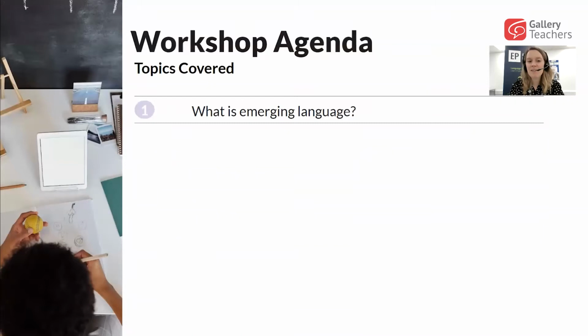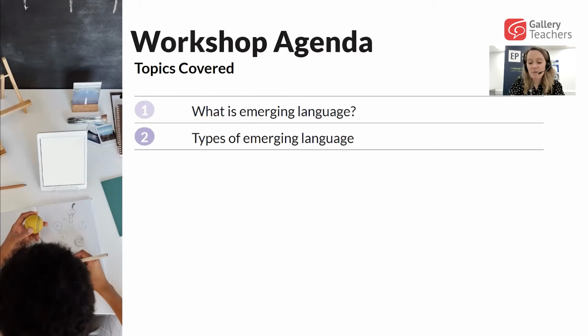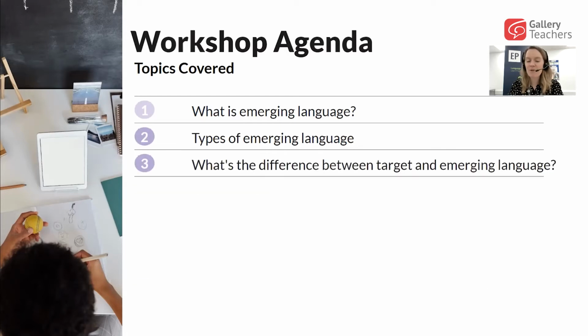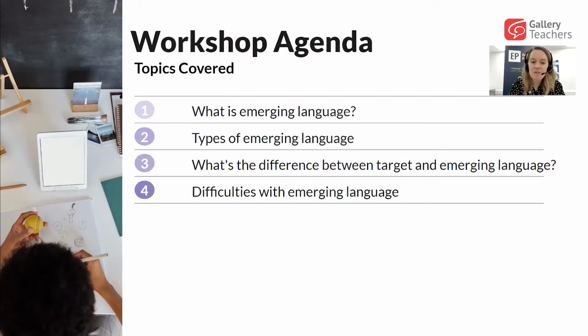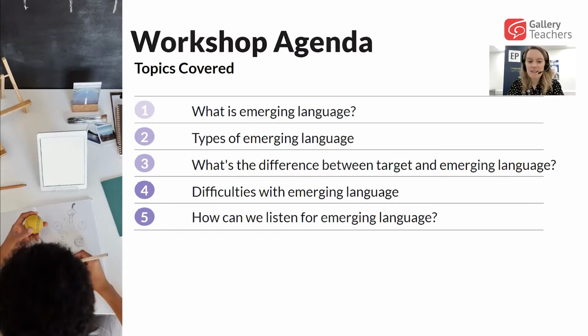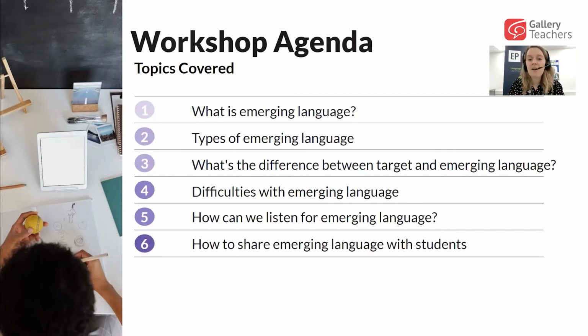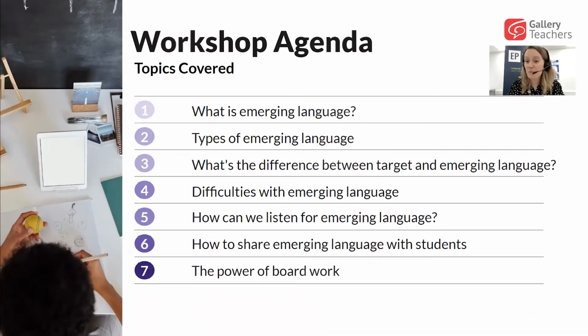So in today's session, we're going to look at what is emerging language, the different types of emerging language, what the difference is between target language and emerging language, which are sometimes confused and are quite similar in many ways, the difficulties with dealing with emerging language in the classroom, how we can listen for emerging language as teachers. What are we listening for when we say that we're listening for emerging language? How to share it with our students, and leading on to the power of board work, and finally a summary.